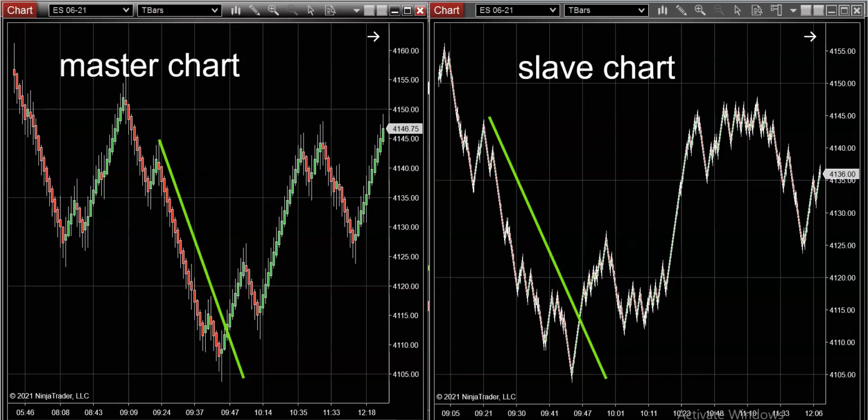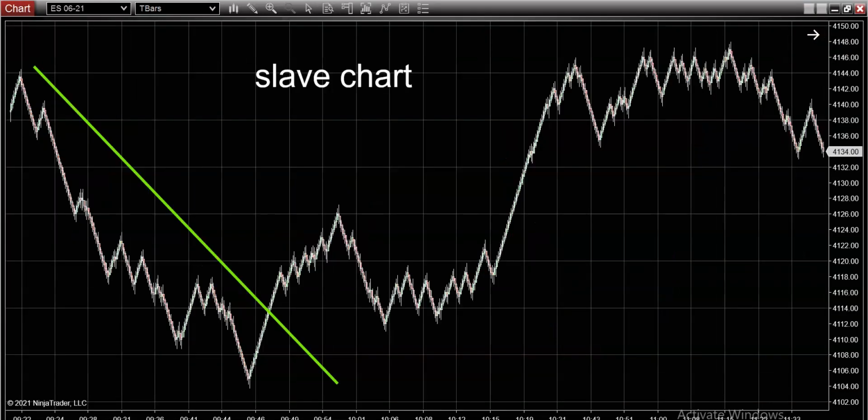Does that make sense, guys? So this now is our starting point. Make sense? So now I actually don't even need the master chart anymore. All I'm going to do is go ahead and maximize the slave chart just like this, so it takes up the whole screen.